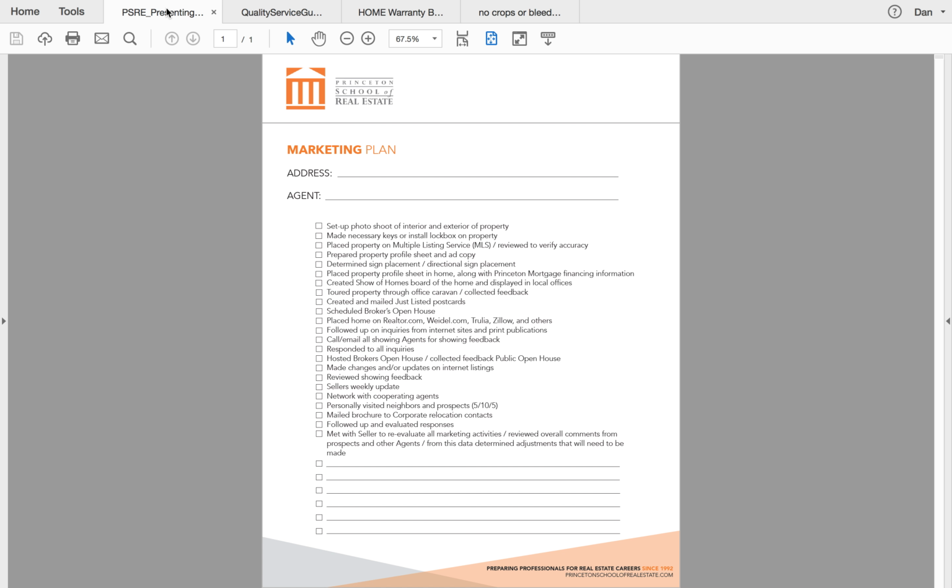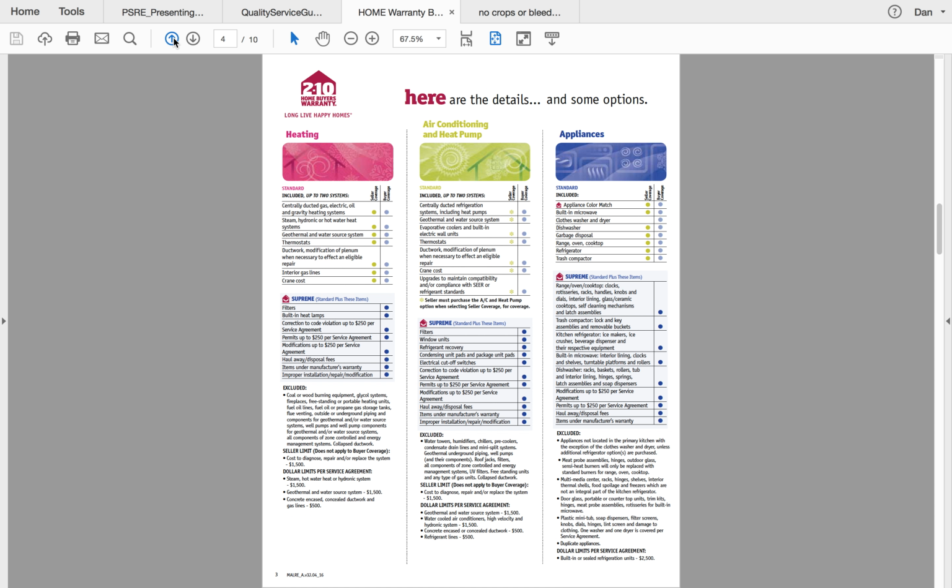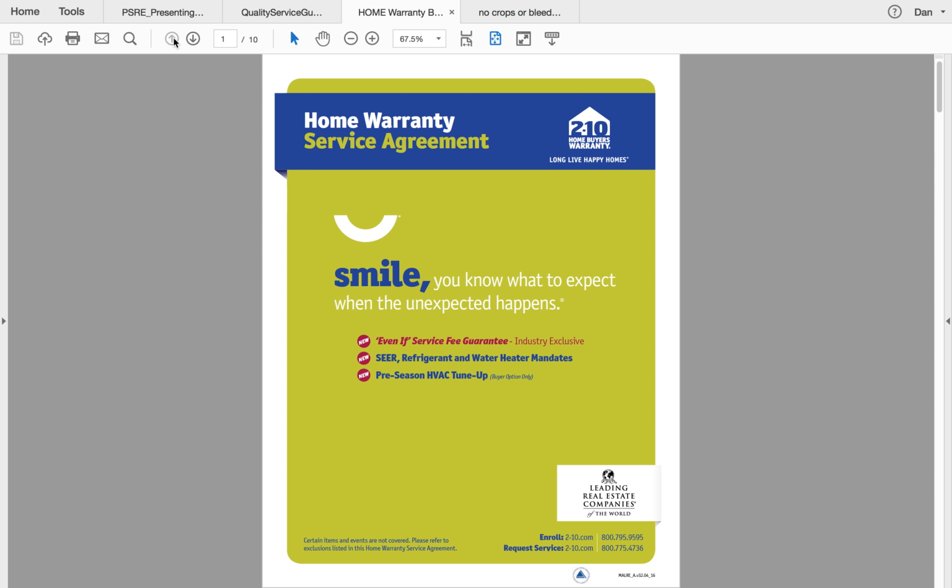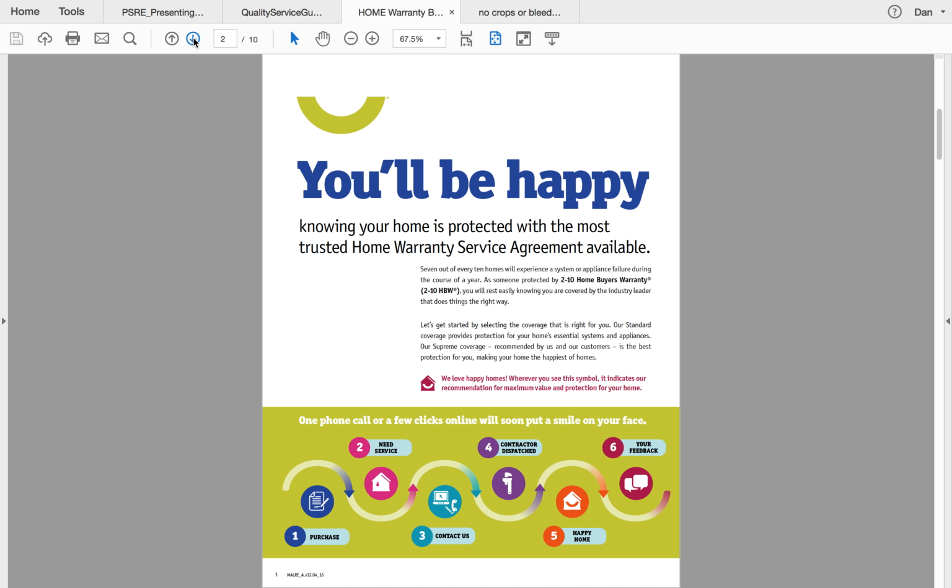The next thing that I would suggest that you put in the back of your book is a copy of the Home Warranty Service Agreement brochure. This is the one that fully itemizes all of the information regarding the home warranty that we offer through the company. And I would recommend that you put a 3-hole punch to that document and keep that in the back of your book as well.